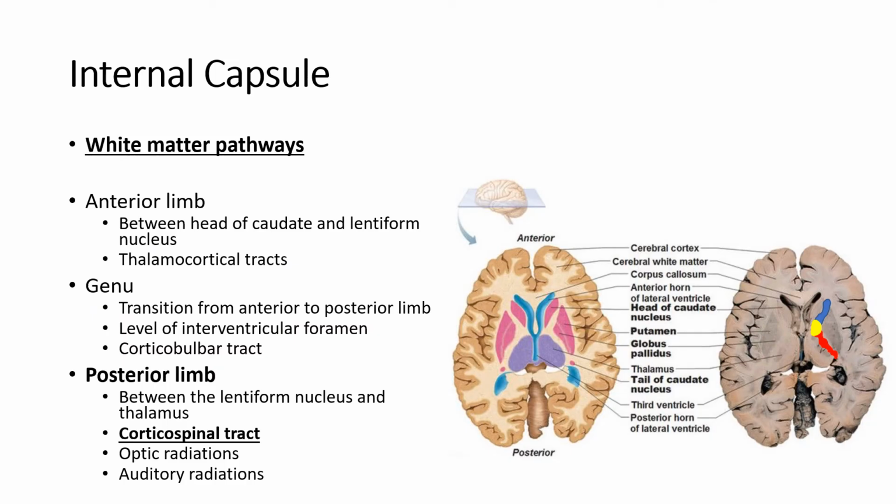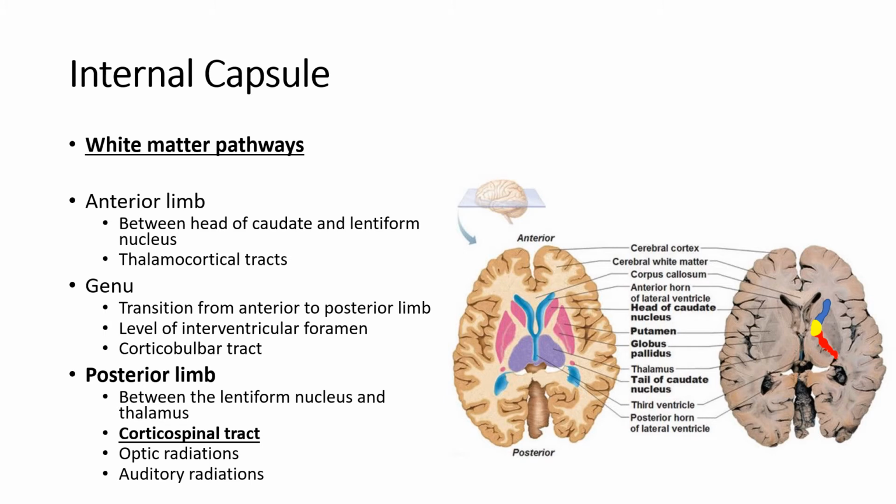Internal capsule, so that's the surrounding area from the thalamus. So if you look to the purpley blue thalamus area, and then if you look here, let me get my pen. It's been inked here already in red, yellow, and blue, that internal capsule. So anterior limb is between the head of the caudate and the lentiform nucleus. And we're going to see thalamocortical tracts.